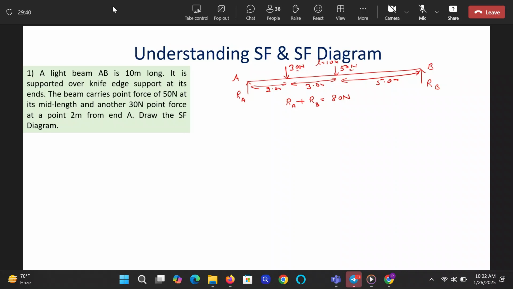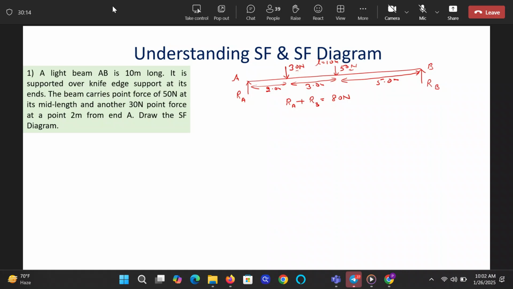Okay. But we have to now find in this 80 newtons, how much is RA and how much is RB. So we need to learn to calculate the reactions. Now to calculate the reaction, guys, I again take you back to our discussion in moment of inertia where we took the moments. We took the moment of the ordinates, we took the moment of the areas. Here we'll take moments of the weights or the forces.